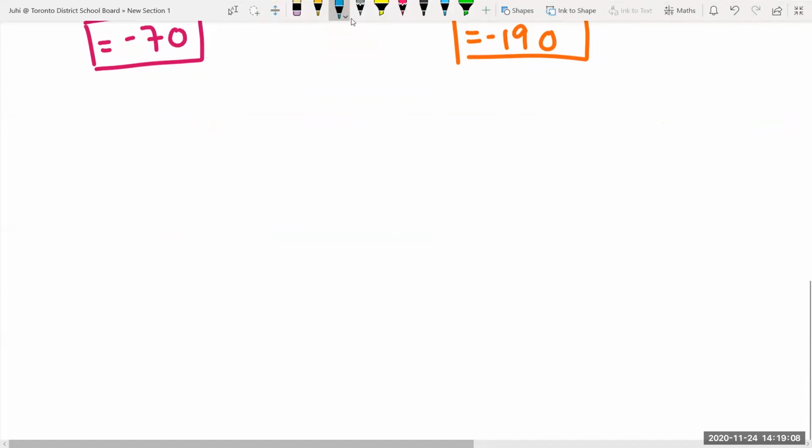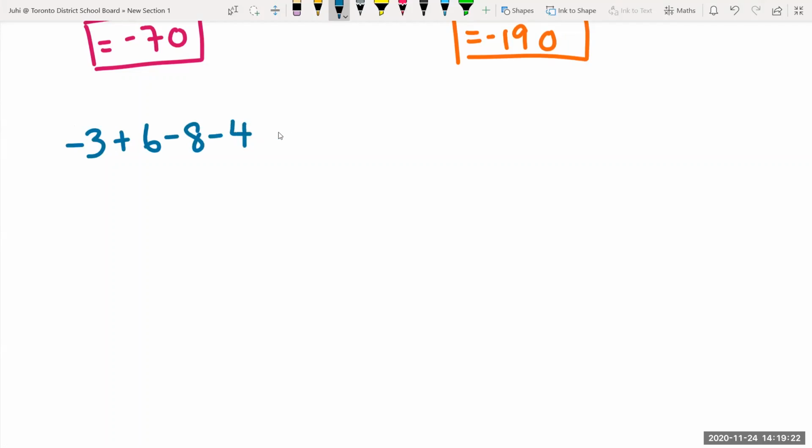Okay, so for example, what if I give you a question like this? If you're writing along with me, I don't know what number we're on, but let's say it's -3 plus 6 minus 8 minus 4 plus 7 plus 11. How do you solve a question like this?